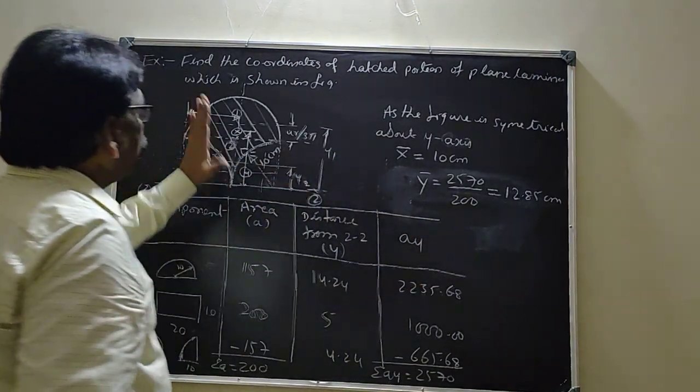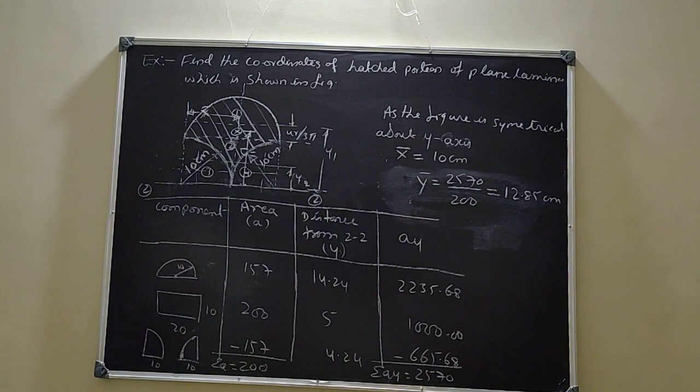First you will observe this figure, whether it is symmetrical about any one axis. If it is symmetrical, then 50% of your problem will be solved. As here it is symmetrical about the y axis, as the figure is symmetrical about the y-axis, x bar we can directly indicate as half of the distance, which is equal to the radius of a semicircle of 20 centimeter diameter or 10 centimeter radius.